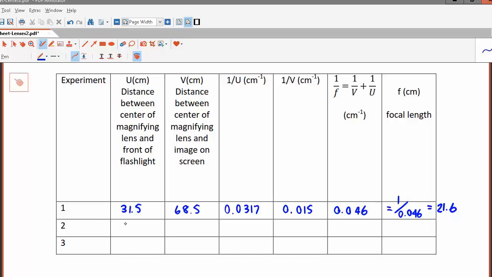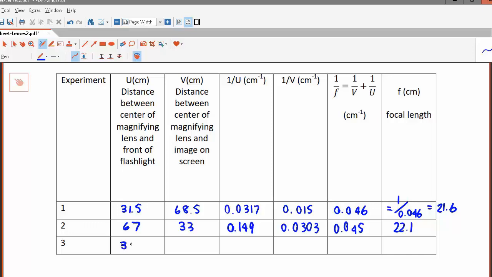For my second attempt, I got 67 for U and 33 for V. 1 over 67 is 0.0149. 1 over 33 is 0.0303. If I add these two numbers together, I get 0.045, and the reciprocal of that is 22.1.